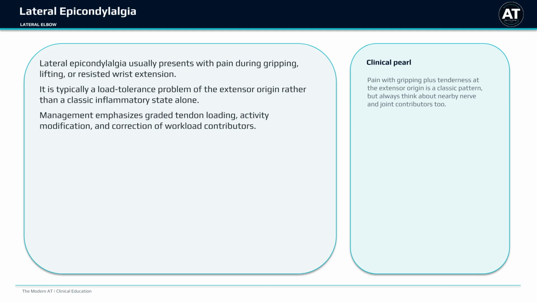The patient may report pain opening a jar, holding a racket, shaking hands, or lifting with the palm down. Exam findings often include lateral epicondyle tenderness, pain with resisted wrist or middle finger extension, and reduced grip tolerance. Management uses activity modification and graded tendon loading.